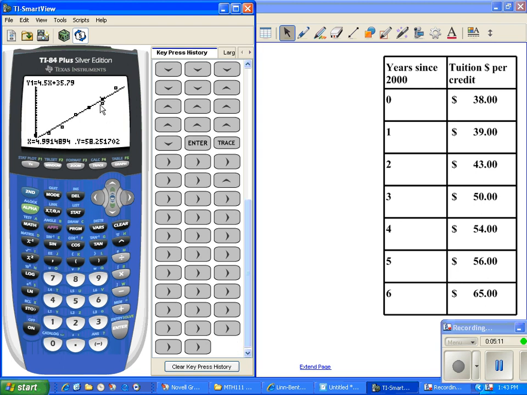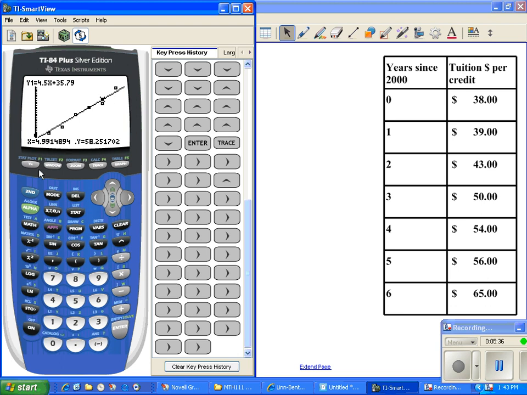In the year 2005, tuition was $56, and our equation is saying that it was around $58. So it's overestimating a little bit here, and then it's going to be underestimating here a little bit. That's the way it is with linear regression. You don't get exact values, but you get the overall trend. This is predicting roughly what the tuition would have been.